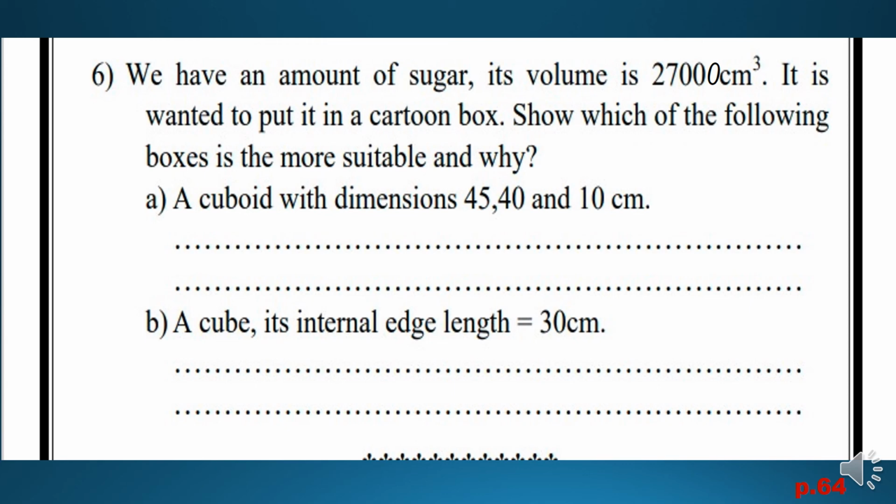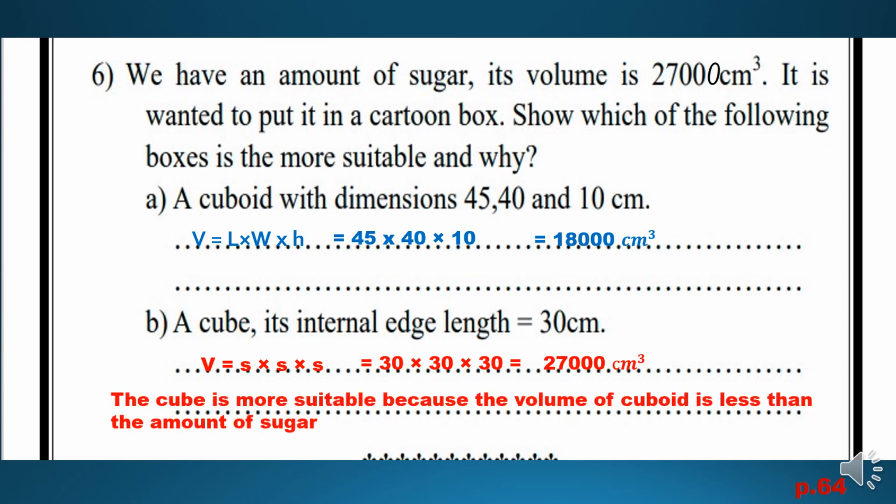First, let's get the volume of the cuboid. The volume of the cuboid is equal to length times width times height, equal 45 times 40 times 10, equal 18,000 centimeter cube. And then I will get the volume of the cube. Its edge length, or its sides, equal 30 centimeters. So volume equals side times side times side, equal 30 times 30 times 30, equal 27,000 centimeter cube. So which of them is suitable? The cube is suitable as the volume of the cuboid is less than the amount of sugar.